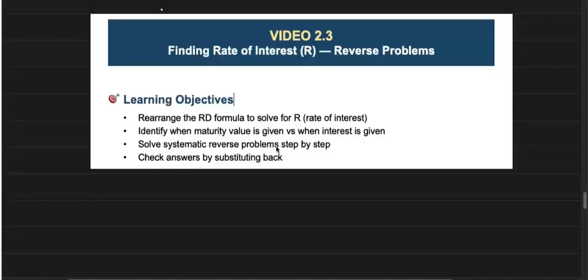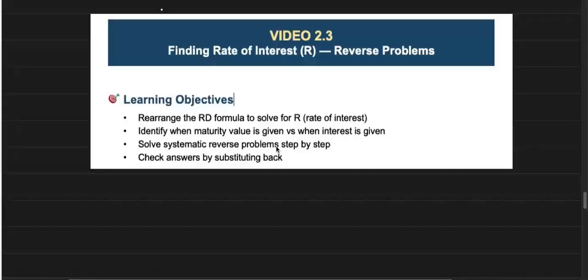So, reverse engineering. In this video, the bank doesn't tell you the interest rate. It's your job to find it. You will be given P, N, and either interest or the maturity value, and you have to solve for R, which is the rate of interest. It's like mastering the formula.